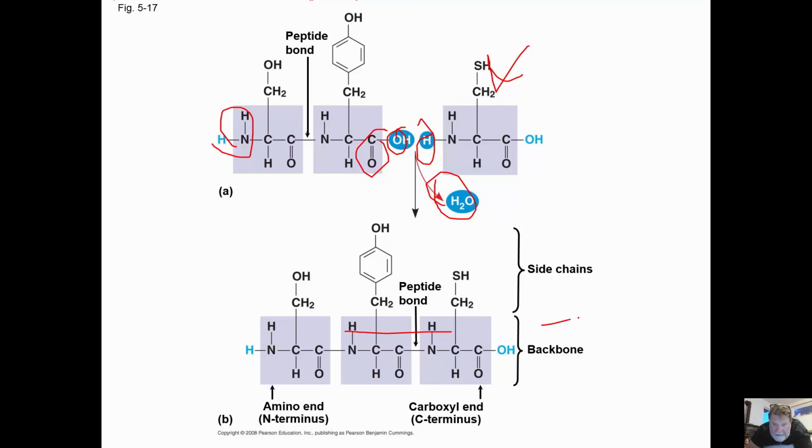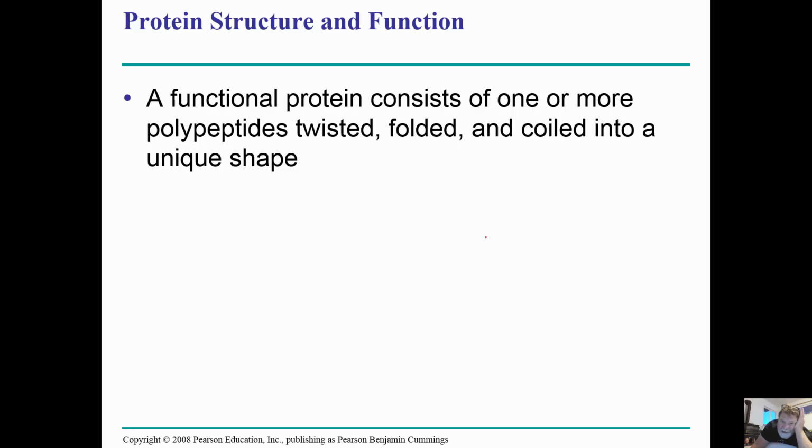Okay, and again, this is the backbone, and these are the side chains. So a lot of times when we look at it, this is what we call the primary structure, which is the sequence of which amino acid comes after which amino acid.